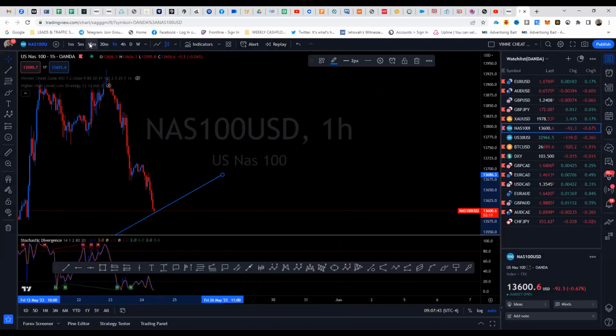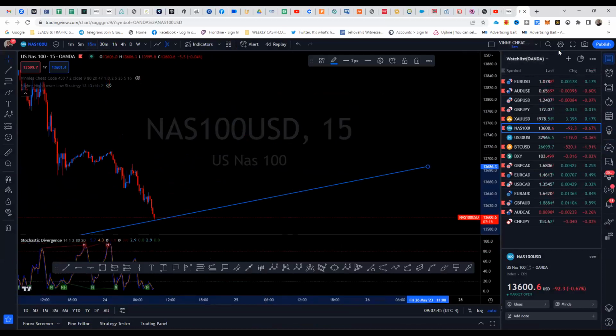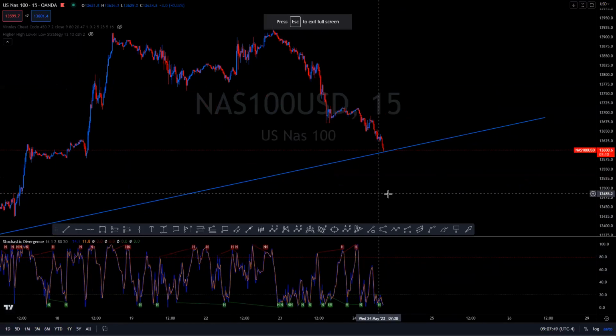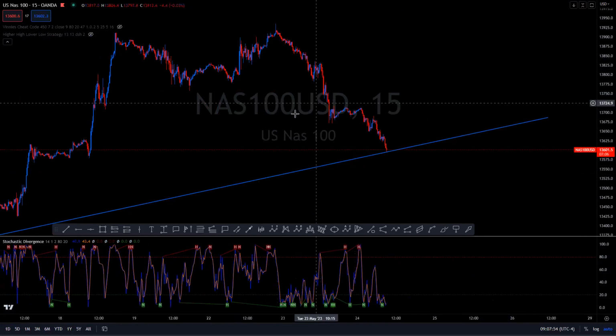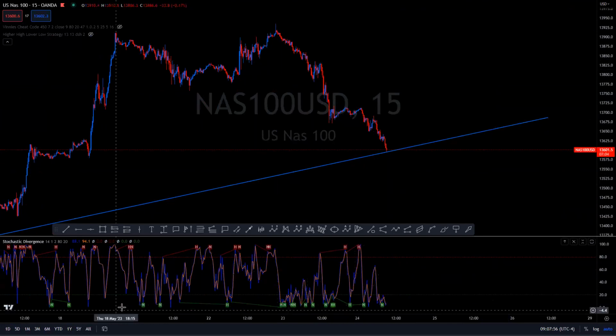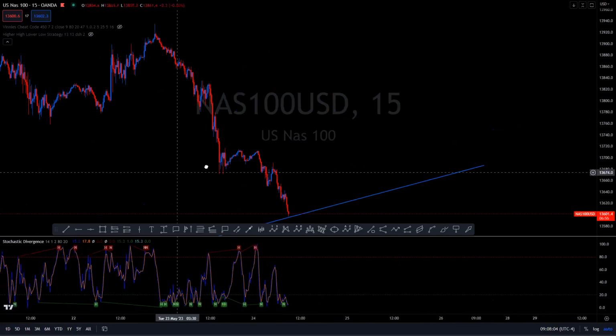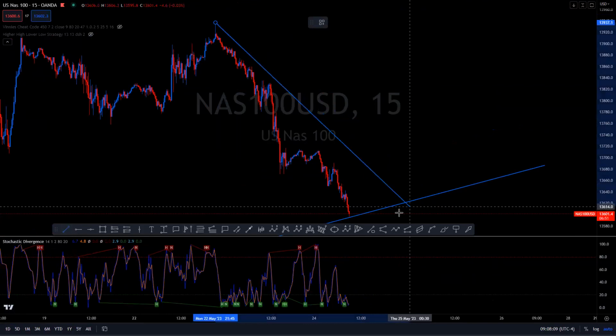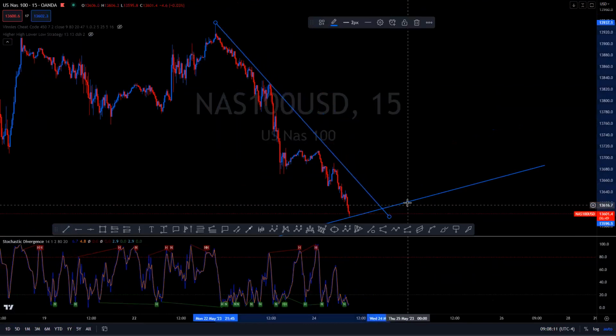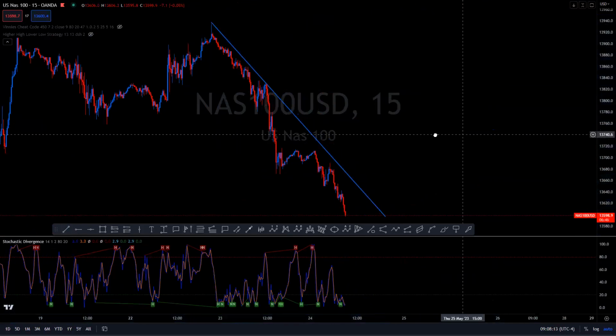But let's go to the 15-minute time frame. When we go to the 15-minute time frame, we can clearly see that currently price is bearish. Multiple lows have been broken. You can see that here, and here. So we're going to draw a trend line here that's really trending down, and then we'll base this trend line.